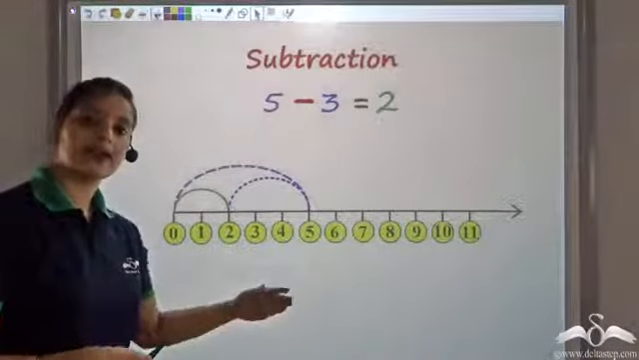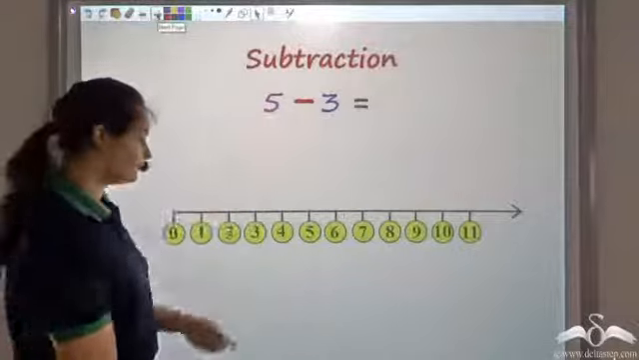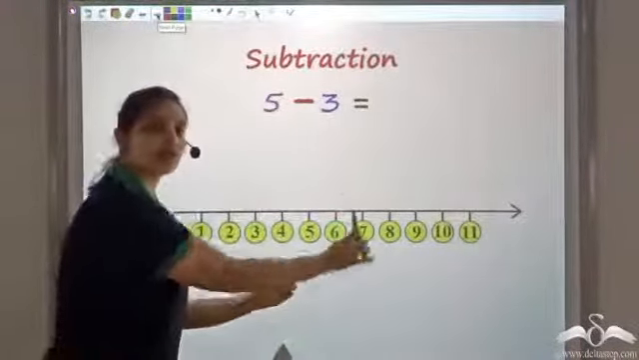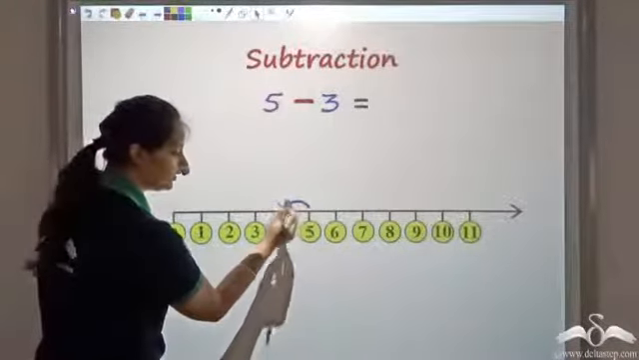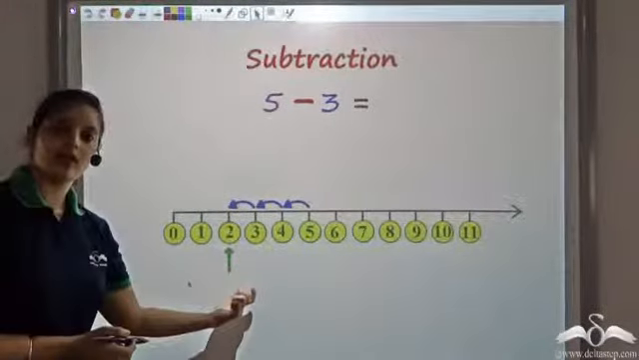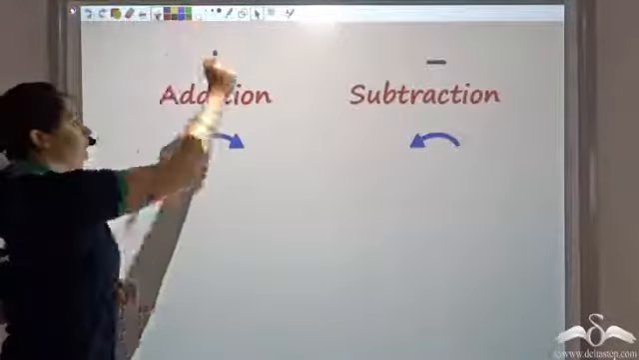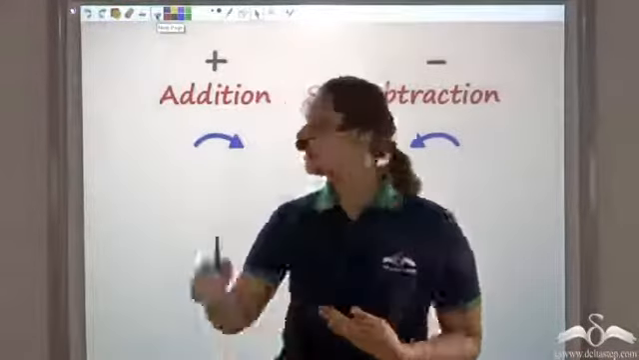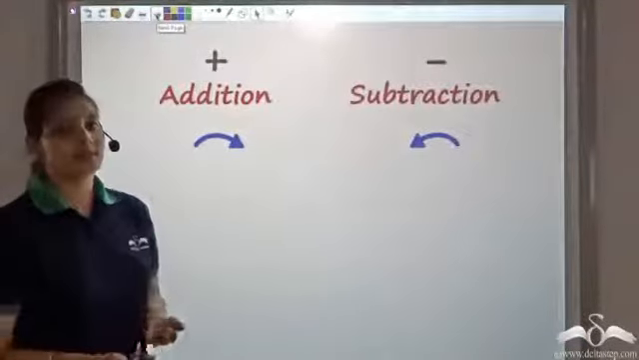Now again, you can look at this another way also. Start from 5. So you start from 5 and you subtract 3. That is, you move back 3 steps. So you start from 5, 1, 2, 3. So what you see is you get 2 as your answer. So that's how you can add and subtract. Remember, addition means moving forward. You move forward that many times, and subtraction means moving backwards. So that's how you can add and subtract on a number line.